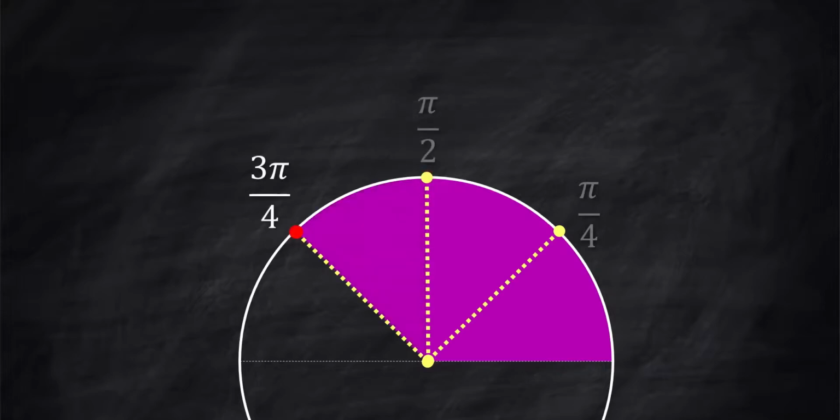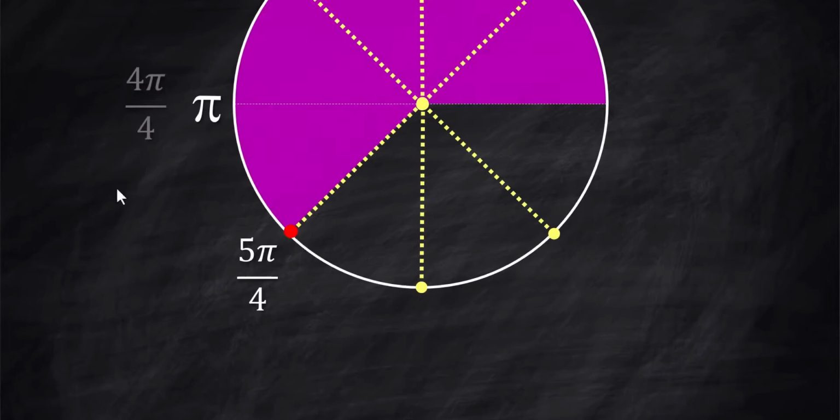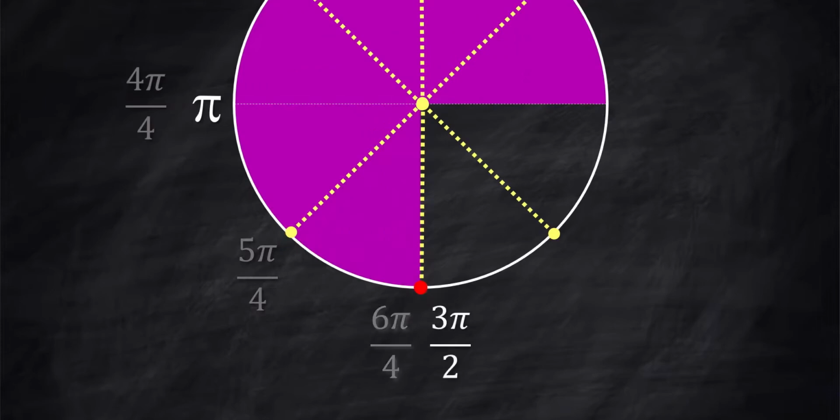3 pi over 4, again, we're counting up. 1 pi over 4, 2 pi over 4, 3 pi over 4. This one's fine, it doesn't need to be reduced. Then 4 pi over 4, and that's going to reduce to pi. Moving down south, we have 5 pi over 4. This one is going to be 6 pi over 4, which reduces to 3 pi over 2.